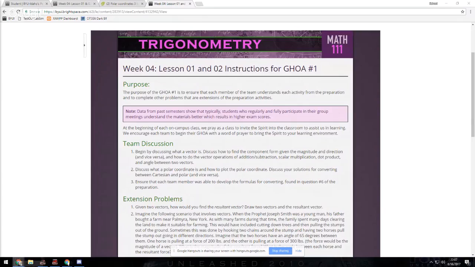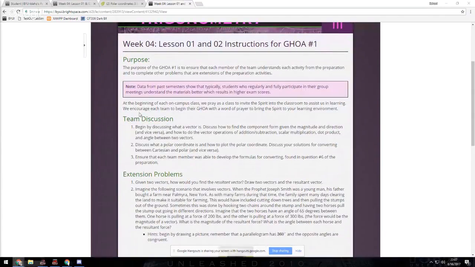Hi, this is week 4, lessons 1 and 2 video. We're going to be discussing vectors and polar coordinates. So to start with, let's just go ahead and do what we normally do and go down the instructions.